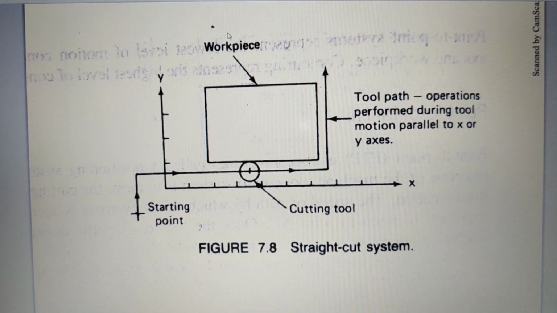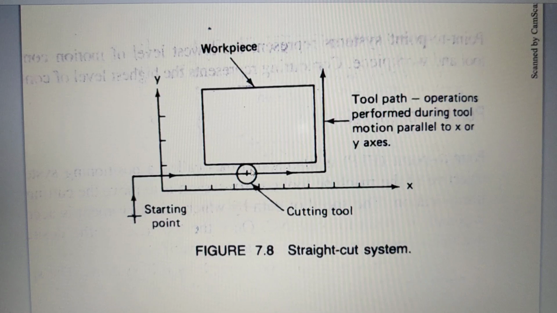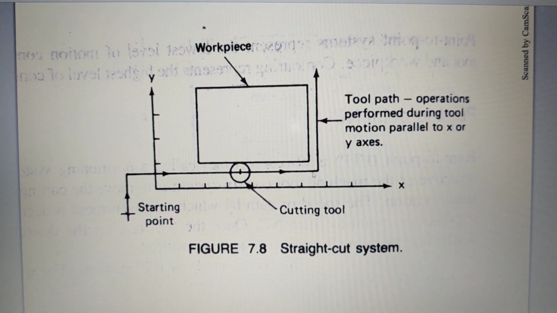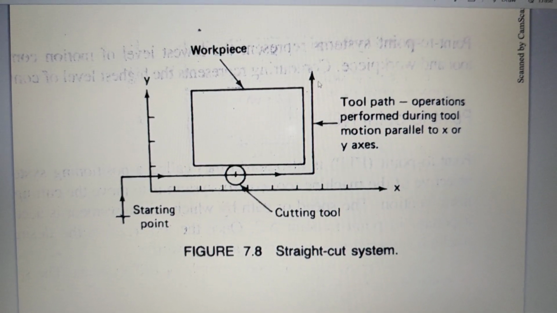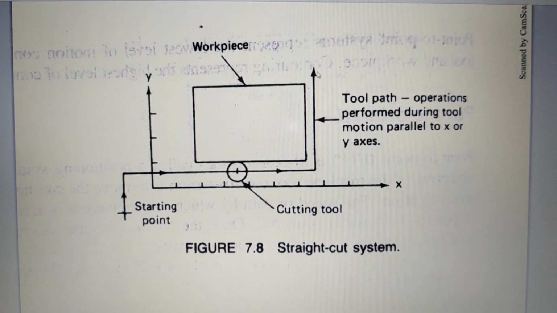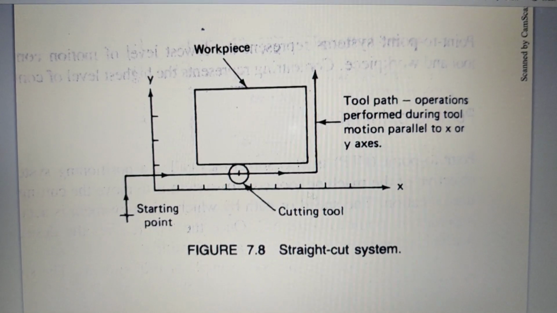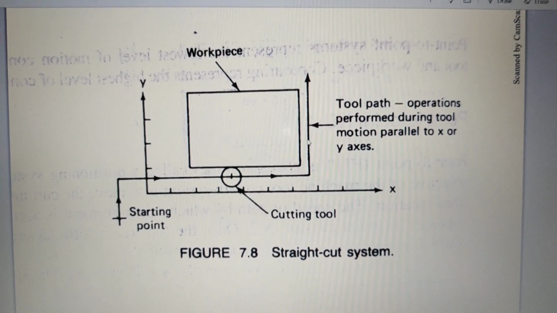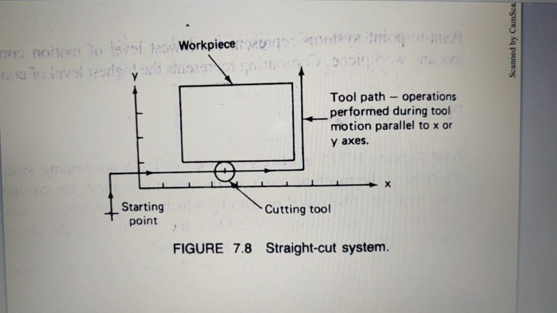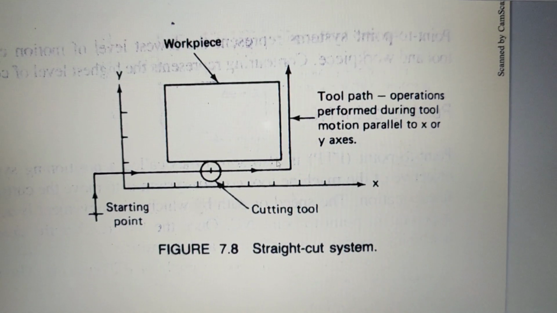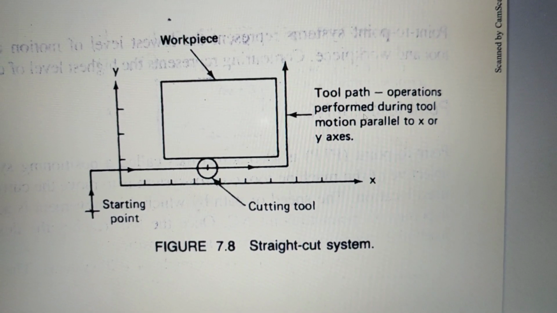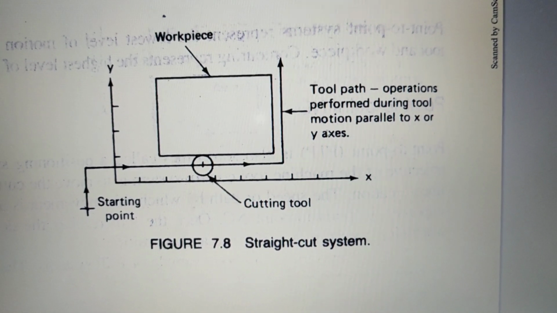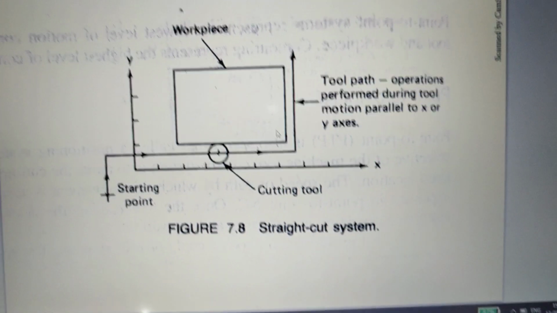In straight cut NC, you can see the tool is moving parallel to the principal axis. The x-axis is a principal axis, and the y-axis is also a principal axis. So the tool path is very simple. It is parallel to the principal axis. The operations are performed during the tool movement parallel to the x and y axes.